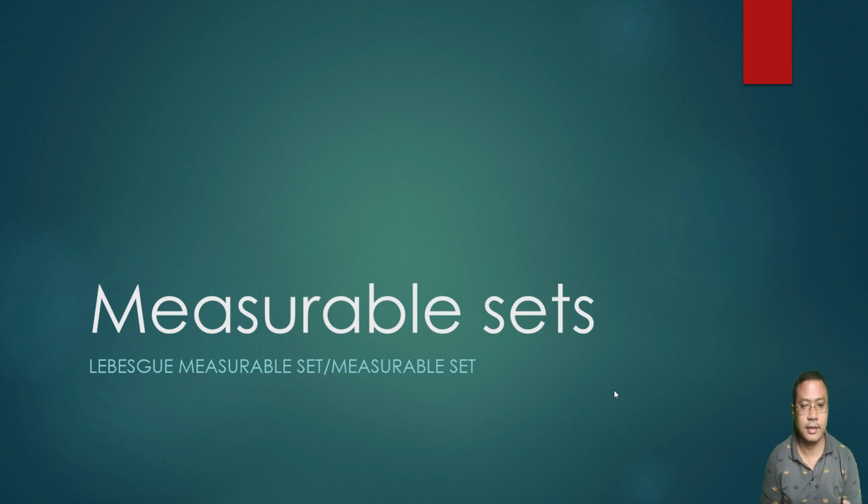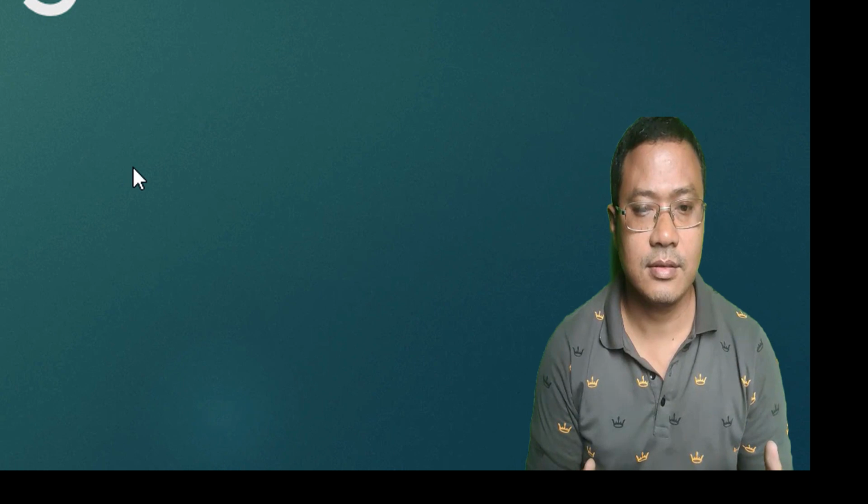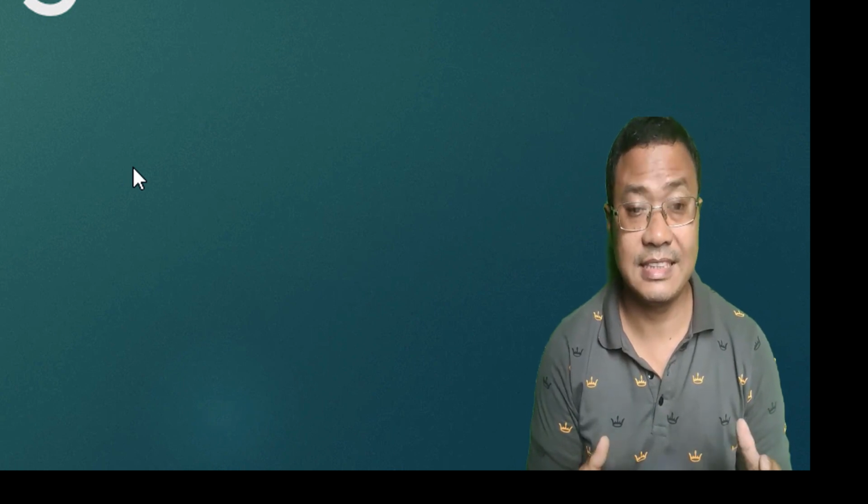So today we are going to discuss measurable sets. We have already defined what is outer measure, and now we are going to define measurable sets. What is a measurable set or a Lebesgue measurable set? For that we are going to use the previous results.